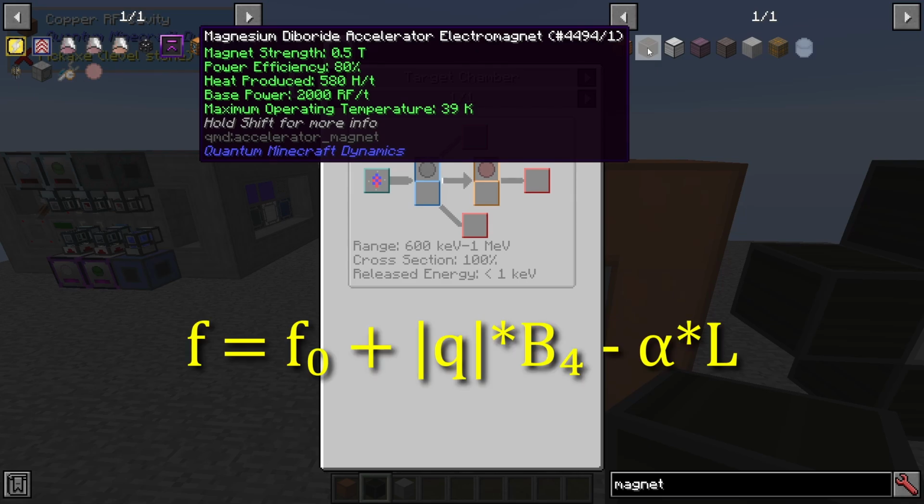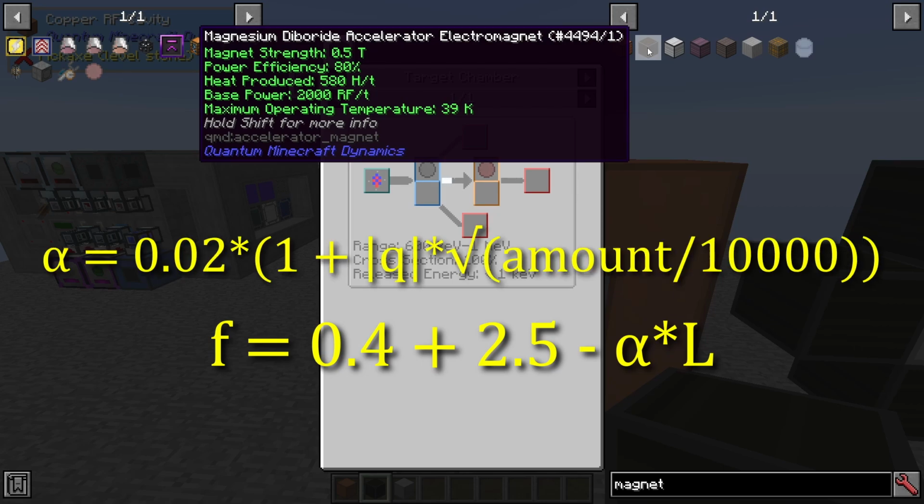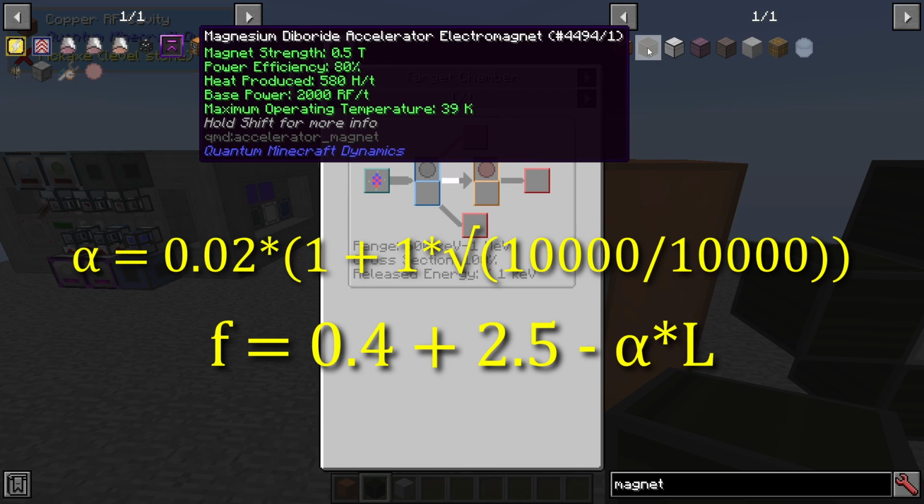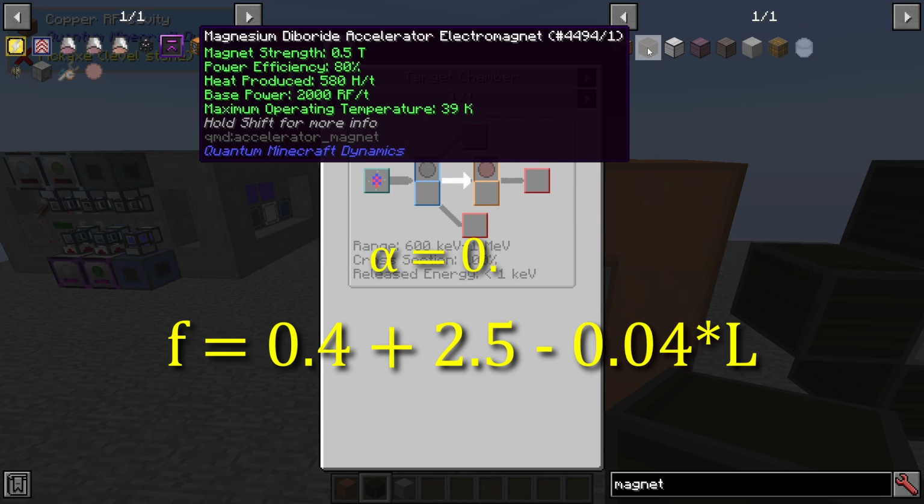So what's our output focus here? We have 0.4 from the starting ion source, plus 2.5 for our magnets. And now what is the focus loss? We use a standard 10 kPa per tick beam, so the focus loss is 0.04, but how long is the accelerator going to be?